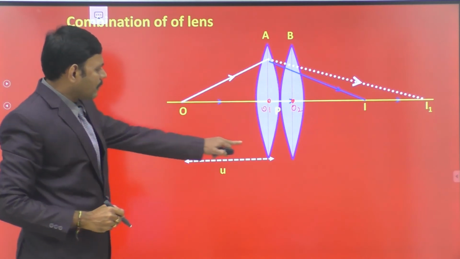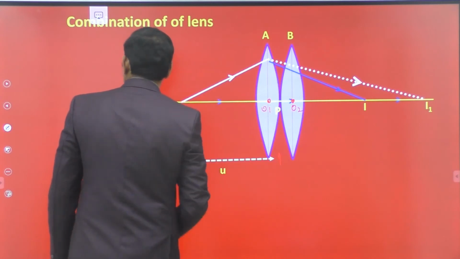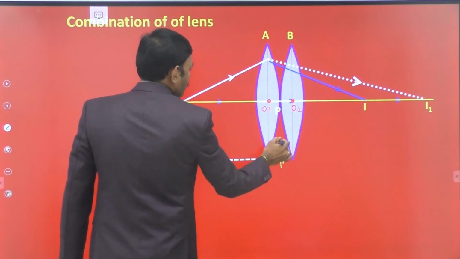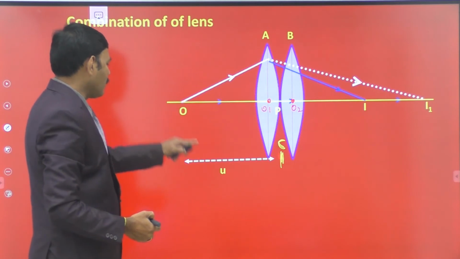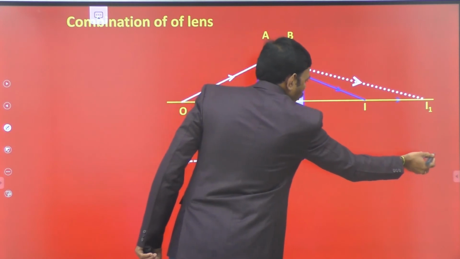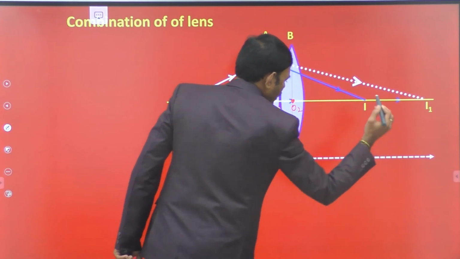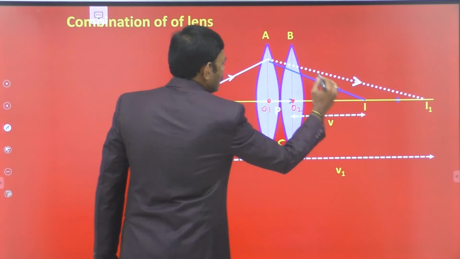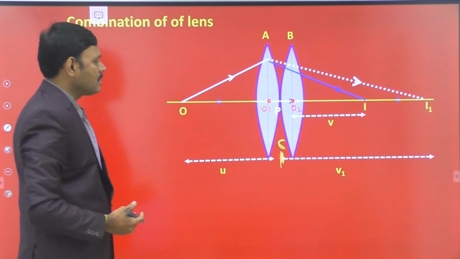Here we consider the distances from the midpoint. Let this be the midpoint. This is the common optic center C. From the common optic center, the distance of the object is U. And from the same common optic center, the distance of the virtual image of the first refraction is V1. After the first refraction, the virtual image distance is V1. After the second refraction, the final image is at the distance V. V is the final image distance after refraction through all the lenses.